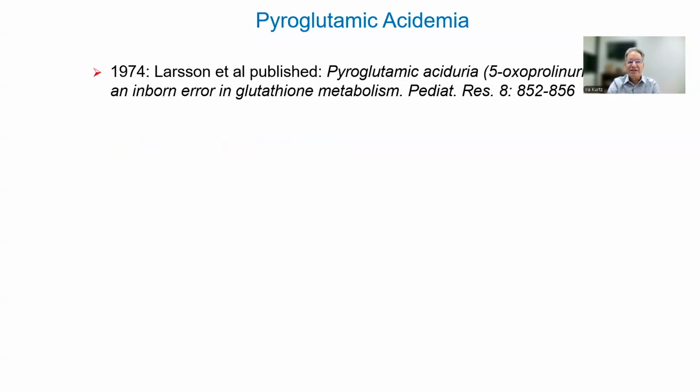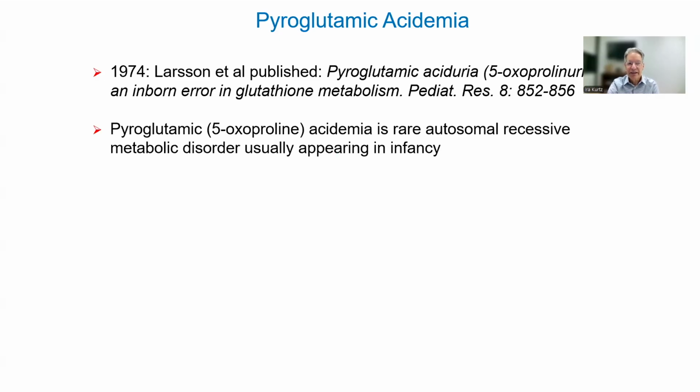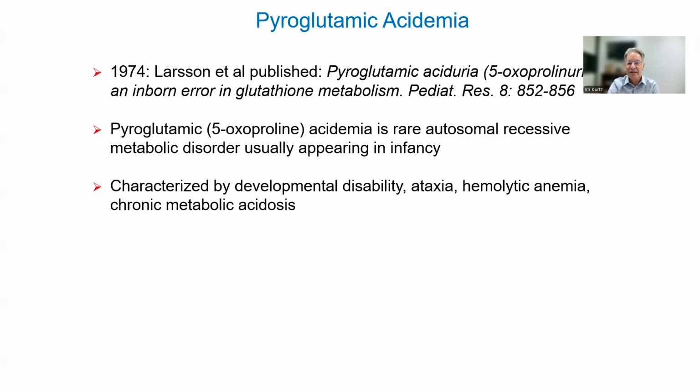Now, it was back in 1974 that Larsson first published an article that described pyroglutamic aciduria, and this was associated with an inborn error of glutathione metabolism. It was published in Pediatric Research. And it turns out that pyroglutamic acidemia is a rare autosomal recessive metabolic disorder, usually appearing in infancy. And it's characterized by developmental disability, ataxia, hemolytic anemia, and a chronic metabolic acidosis.